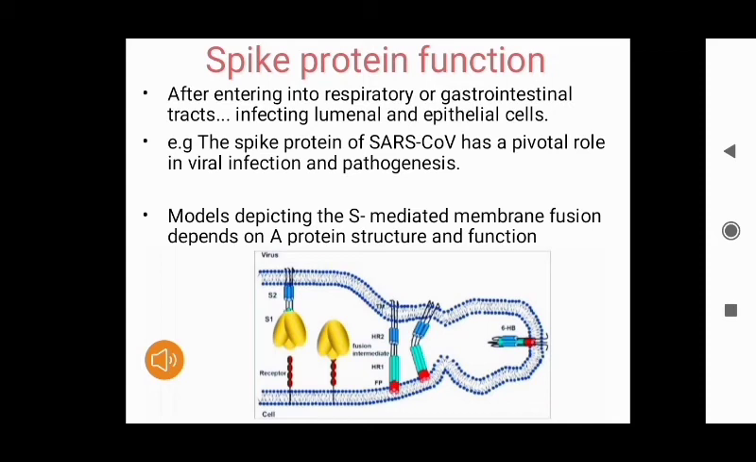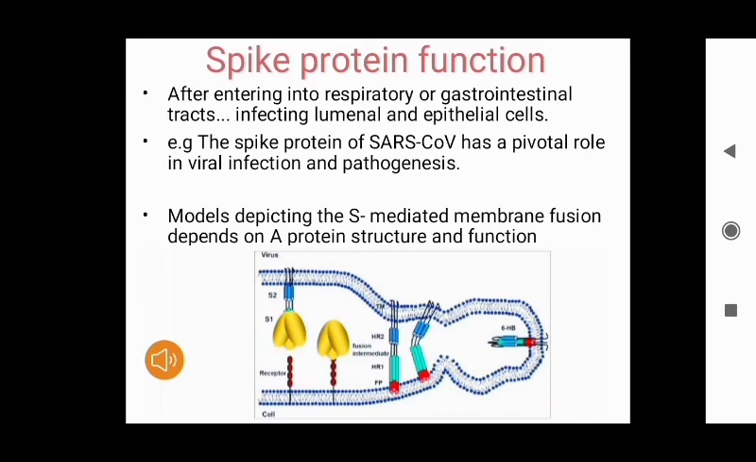Take SARS-CoV for an example. The spike protein, S protein, of SARS-CoV virus has pivotal role in viral infection and pathogenesis. The S1 domain recognizes and binds to host receptors, and subsequent conformational changes in S2 domain facilitate fusion between the viral envelope and host cell membrane.